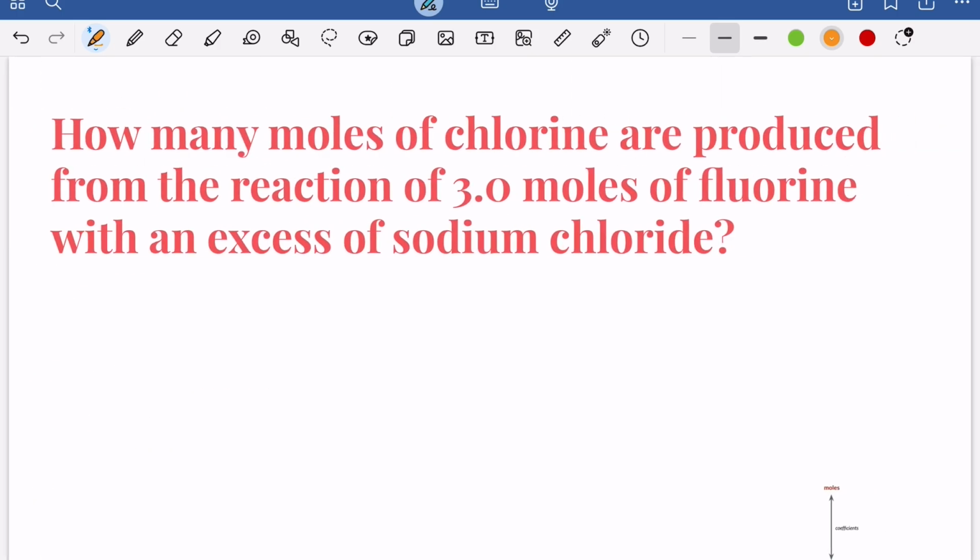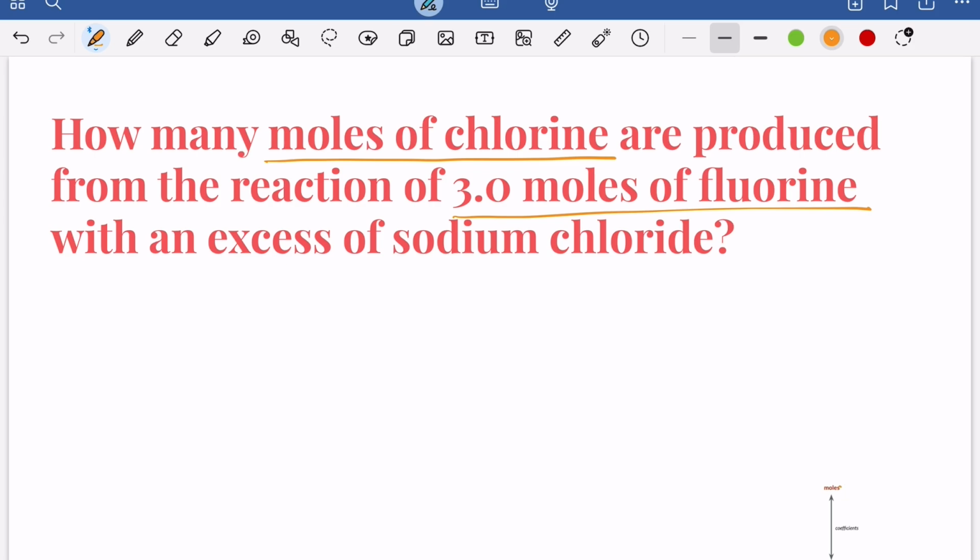All right, so we're going to step it up a little bit here. As I shared with you, I'll always start with the easier problems, and then we'll add some more pieces to it. We are doing the same process here. There's just a few extra steps that are involved. All right, so it says how many moles of chlorine are produced from the reaction of 3 moles of fluorine with an excess of sodium chloride.